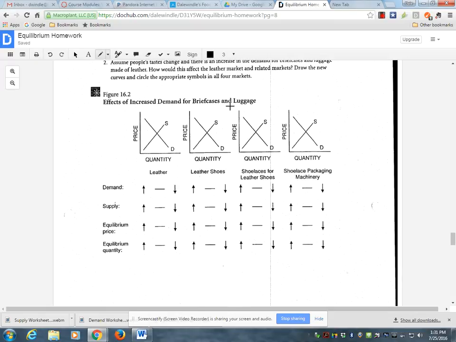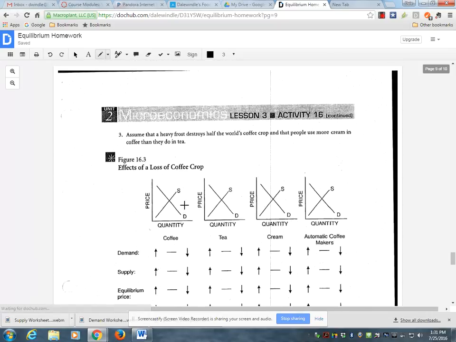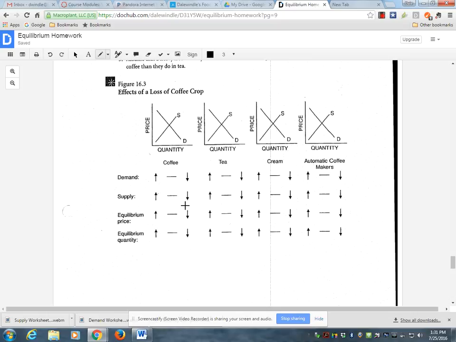Increased demand for briefcases and luggage made of leather. And so tastes and preferences for leather going up. That means leather shoes are going to be more expensive. And think of these two things as complements to leather shoes. All right, what about coffee?